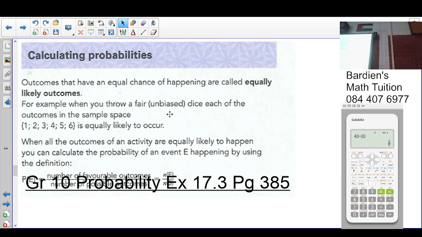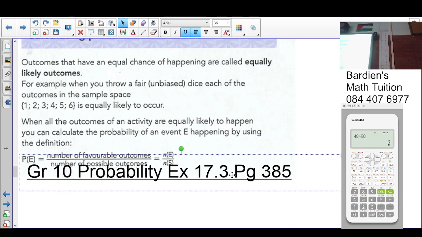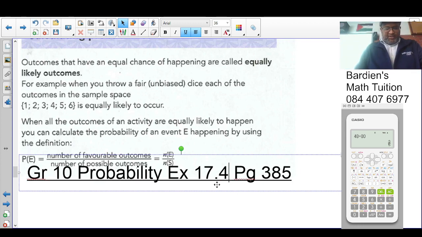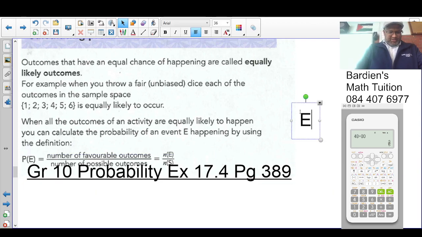So now we're going to look at calculating probability. This is exercise 17.4, which is on page 389. This example is on page, I'm reading from page.